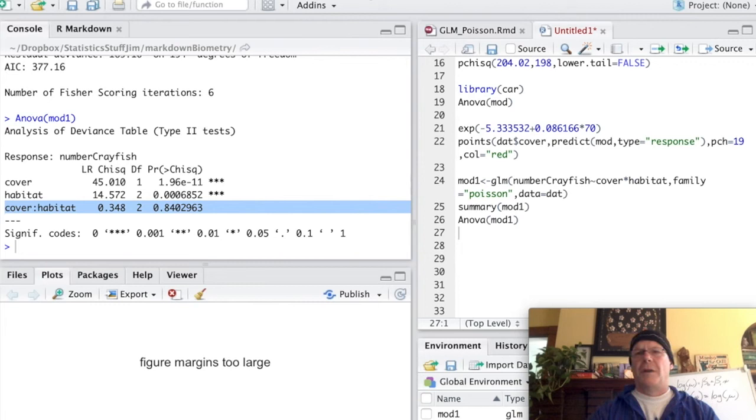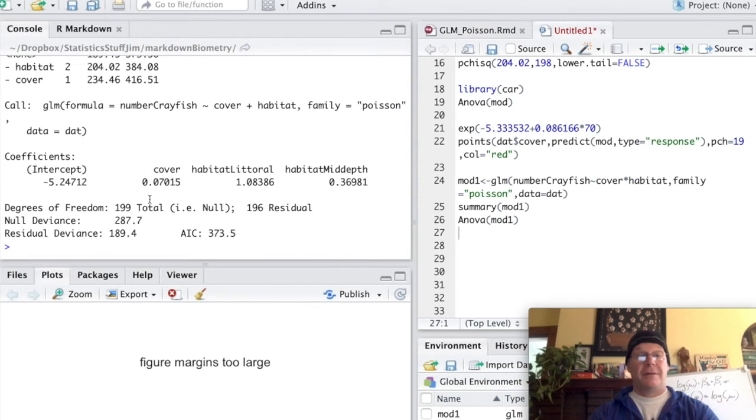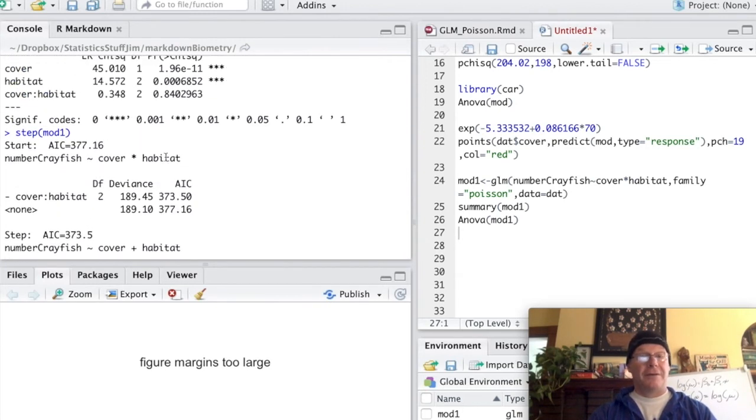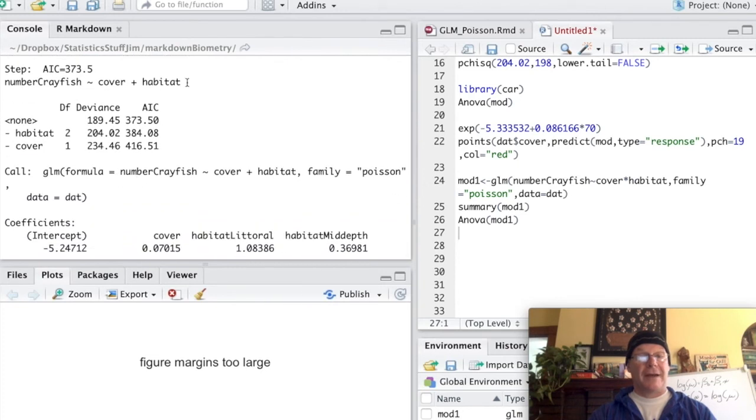And so I'm just going to drop that from the model, because all I'm doing is sucking up some degrees of freedom by including it, and it's not contributing at all to our understanding of the number of crayfish. So you could do it that way, which is probably the better way for a simple model like this, to look at it and say, I really don't need that interaction term in there. You could also have used the built-in step function, step mod 1. Step mod 1 is going to drop the interaction term and decide that the best model is indeed the model where cover and habitat are in there, but there is no interaction. So either of those approaches is fine.